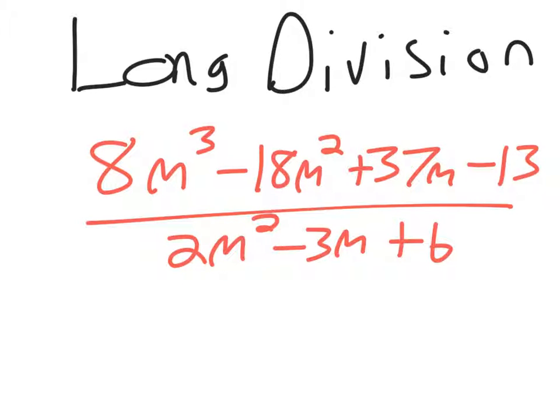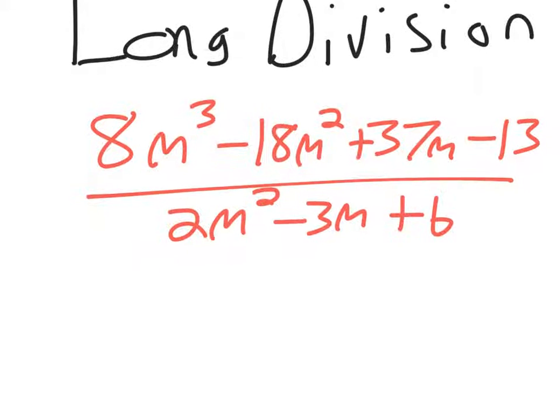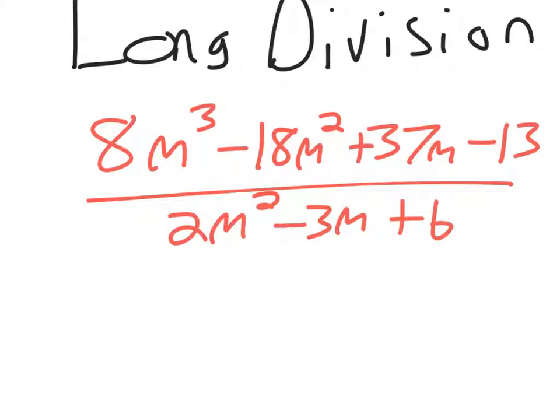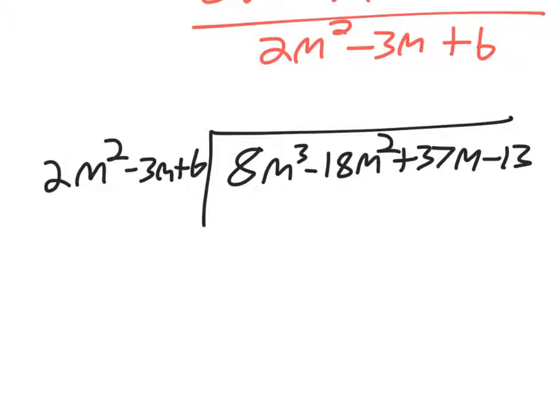So if you're asked to divide these polynomials using long division, first remember that this is the divisor. This is the thing we're trying to divide. So the divisor always goes here, and the thing you're trying to divide always goes here. So now we have them in the appropriate place. We can go through long division.